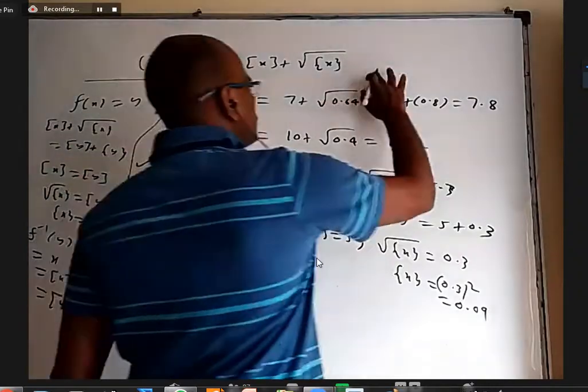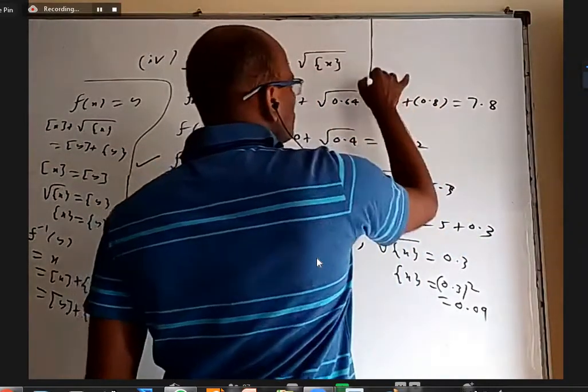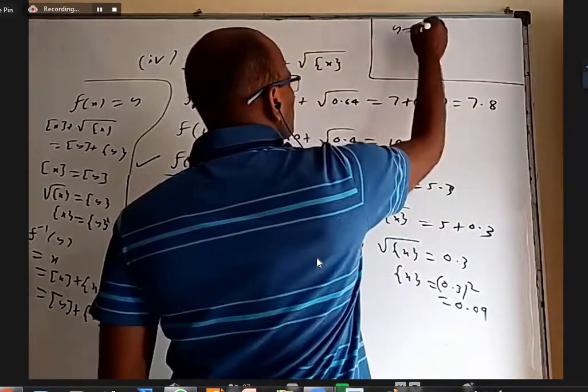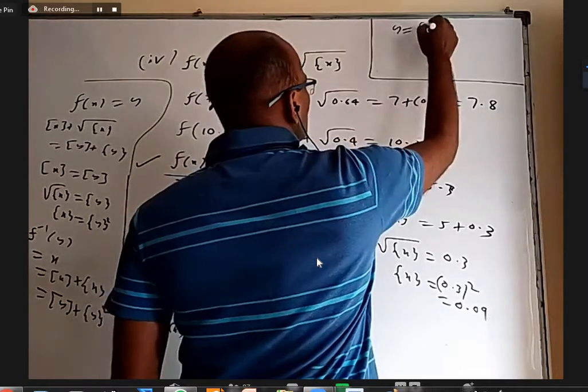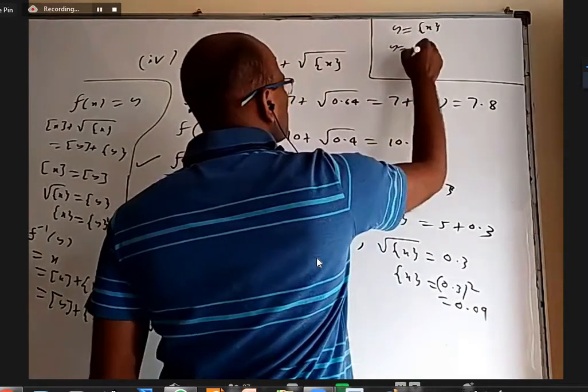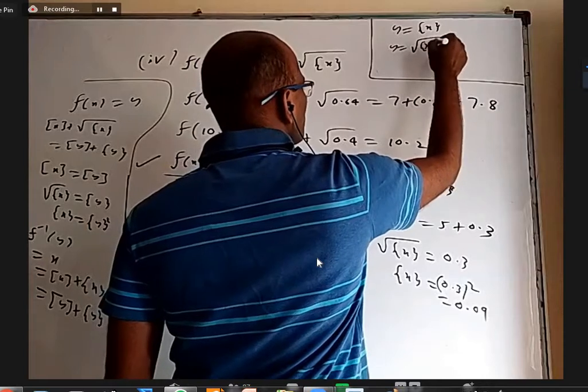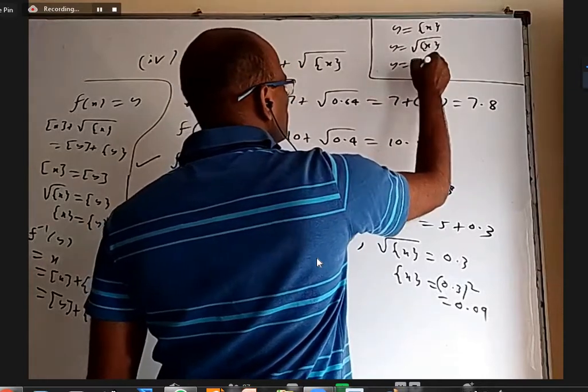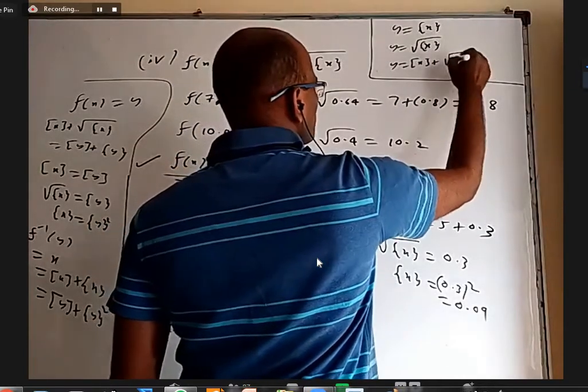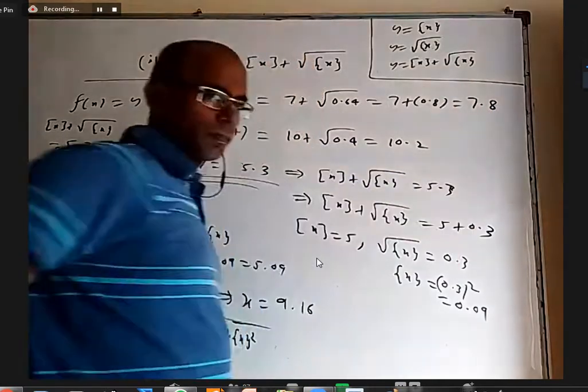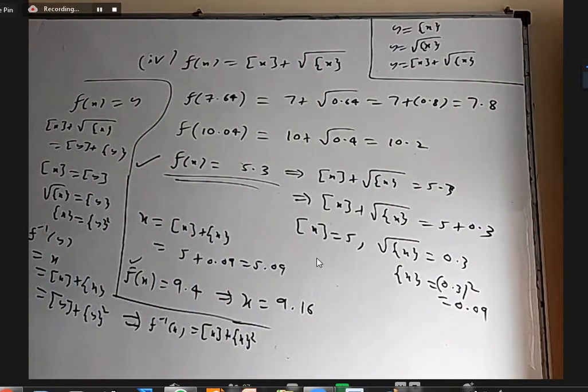Okay. So after completing this, I want you to draw the graphs of the following things. y equal to fractional part of x, y equal to square root of fractional part of x, and y equal to integer part of x plus square root of fractional part of x. Try to draw these three graphs separately.